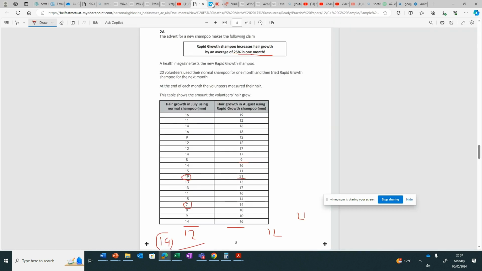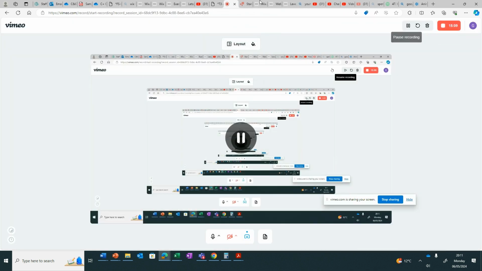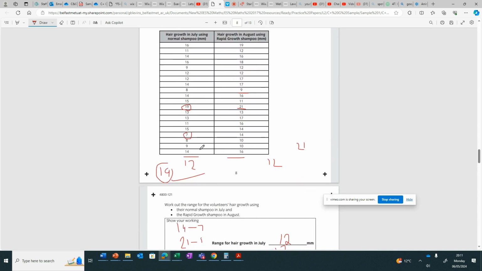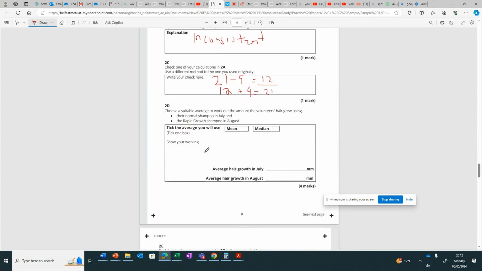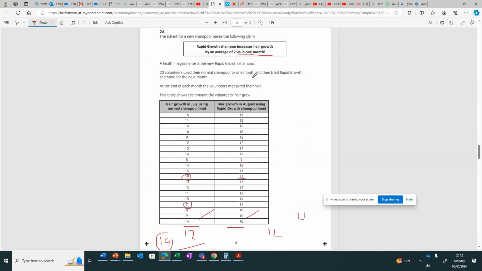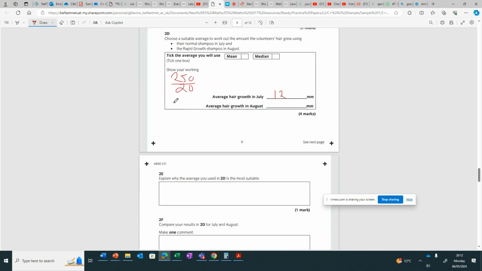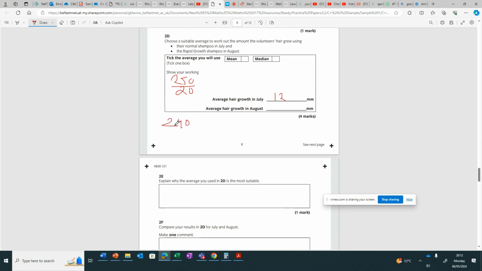So if you add them up, this column and this column, do them separately. If you add the first column up, you get 250. And there's 20 numbers. The mean is everything added up divided by how many numbers you have, and you'll get an answer of 12. If you add the next column up, this one for August, you'll get 290 if you add them up correctly. There's 20 numbers, so you'll get 14.5. That's the answer. So 14.5. And this one's actually 12.5.